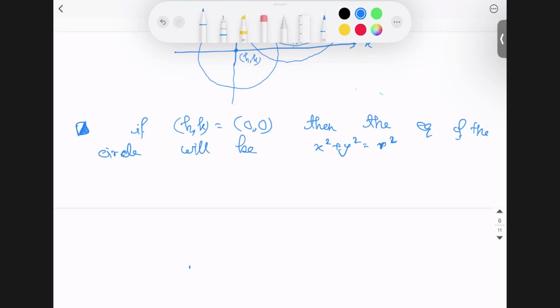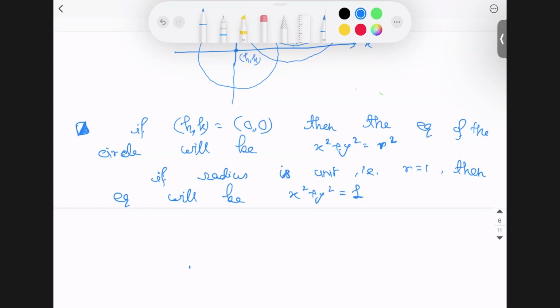Now if the radius is unit, that is r equals 1, then the equation will be x square plus y square is equal to 1, correct? And this is called a circle of radius 1, center at origin.